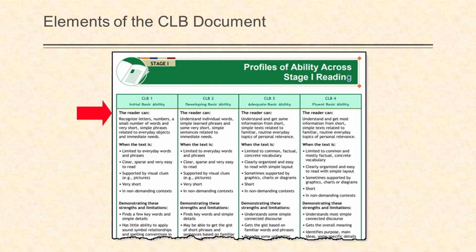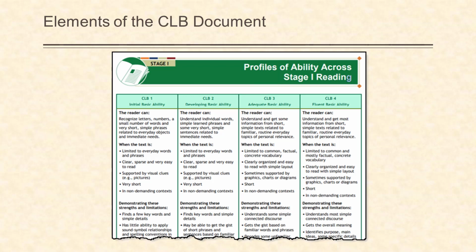For each level, there are can-do statements that outline the learner's abilities at that level, a description of the text appropriate to that level, and the strengths and the weaknesses expected from the learners at that level. Profiles are presented in groups of 4 to summarize the progression of ability across one stage of the CLB.